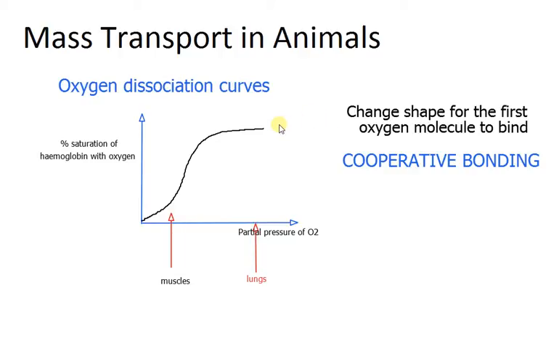Also, you can see that the top of the curve is flat for quite a while. This is because in the lungs, oxygen is constantly being brought in by ventilation, which maintains a high concentration of oxygen and so a high partial pressure of oxygen for quite a long period.